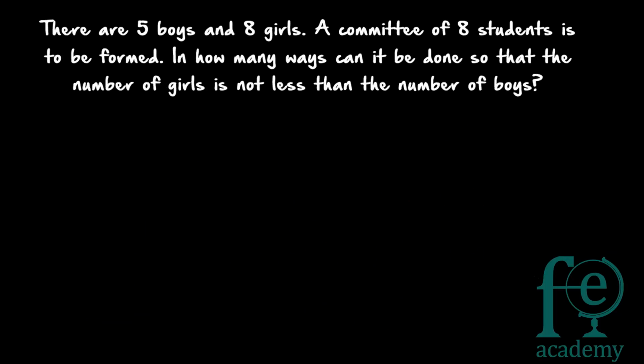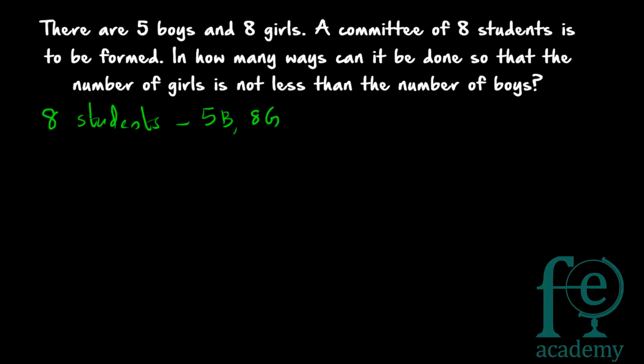The second question: there are 5 boys and 8 girls. A committee of 8 students is to be formed. In how many ways can it be done so that the number of girls is not less than the number of boys? So what is the given question? We are having 8 students, and how are they divided? There are 5 boys and 8 girls, and you have to form a committee.